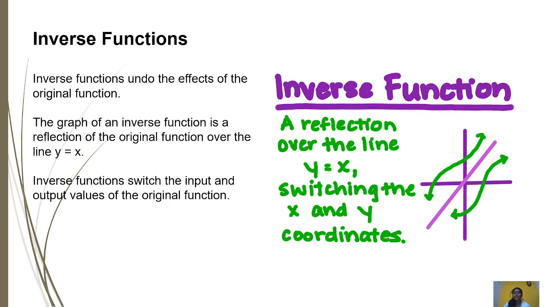Coming to the inverse function. Inverse functions undo the effects of the original function. The graph of an inverse function is a reflection of the original function over the line y is equal to x. An inverse function switches the input and output values of the original function. The reflection over the line y is equal to x switches the x and y coordinates.